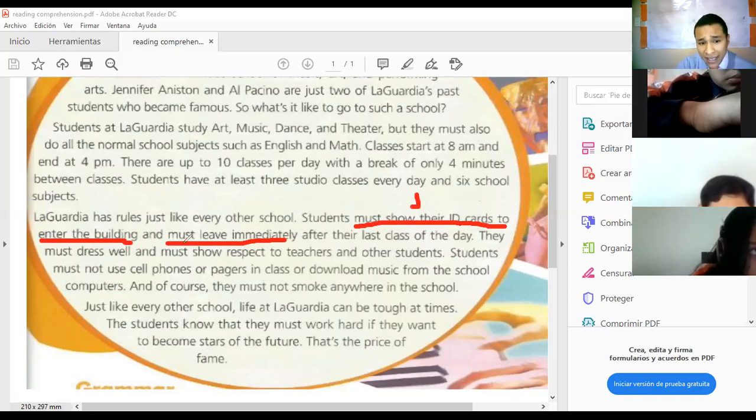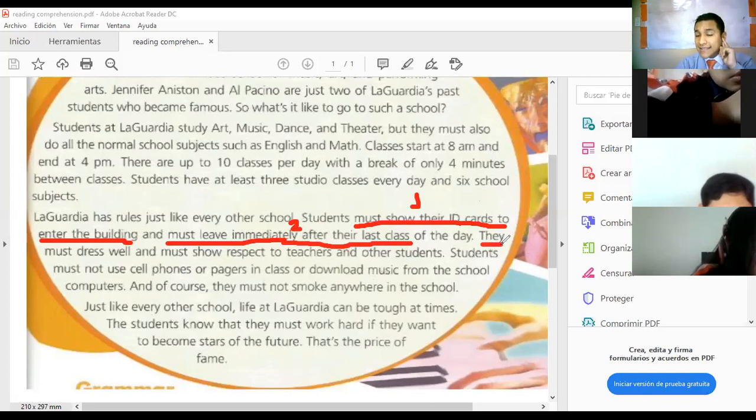Number two, Melina, help me. Must leave immediately after their last class. Your last class, perfect. Now tell me, number three, what do they have to do, guys? They must not smoke anywhere in the school. They must dress well. Dress well, okay, very good.